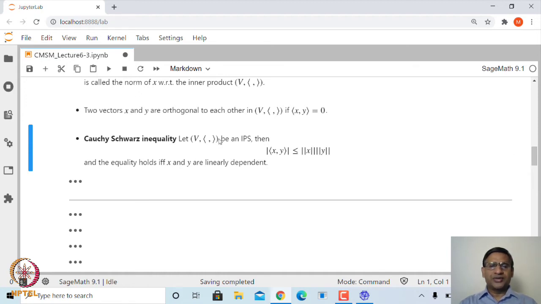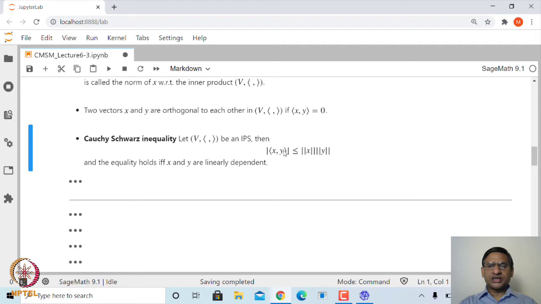If you take V, an inner product space, and take any two vectors x and y, look at the modulus of the inner product of x with y. This is always less than or equal to the norm of x into the norm of y, and equality will be true if x and y are linearly dependent. So, that is the inequality, which is very powerful, very useful, and at the same time very important.